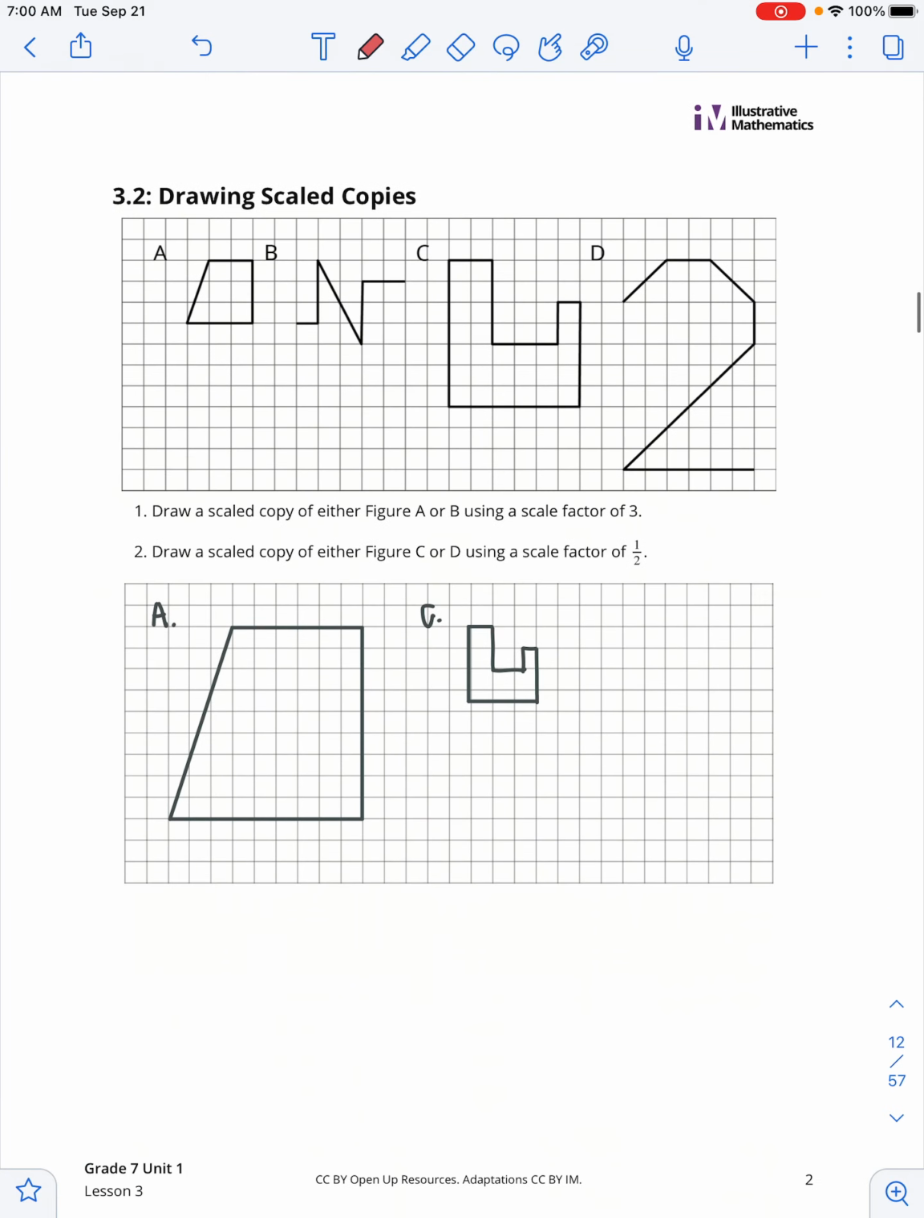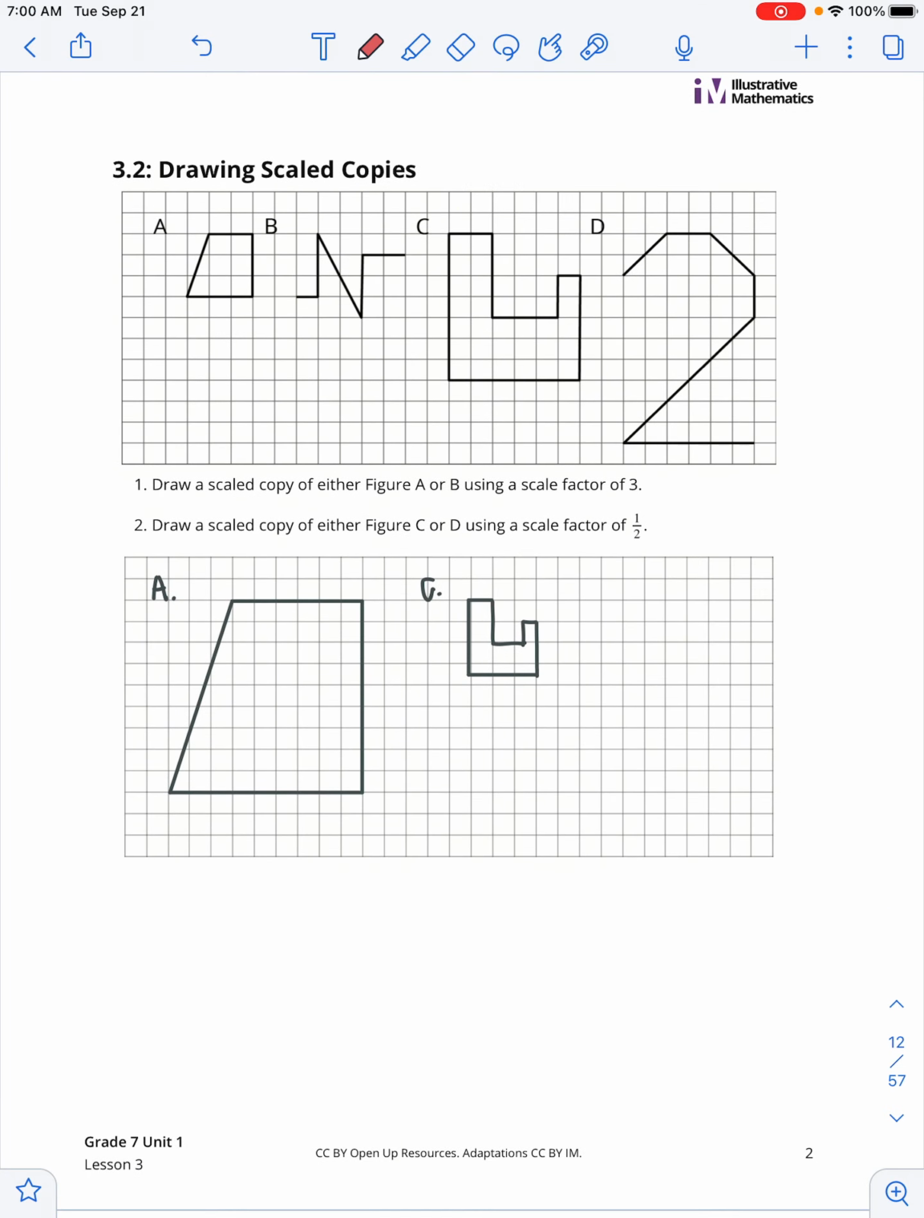So in activity 2, we practiced drawing scale copies. And you can see here on my screen that I've actually already drawn the scale copies of A and C. So I'm going to explain how I drew those scale copies of A and C, and then I'm going to ask you to draw scale copies of B and of D. So listen closely. Number 1 says, draw a scale copy of either figure A or B using the scale factor of 3.